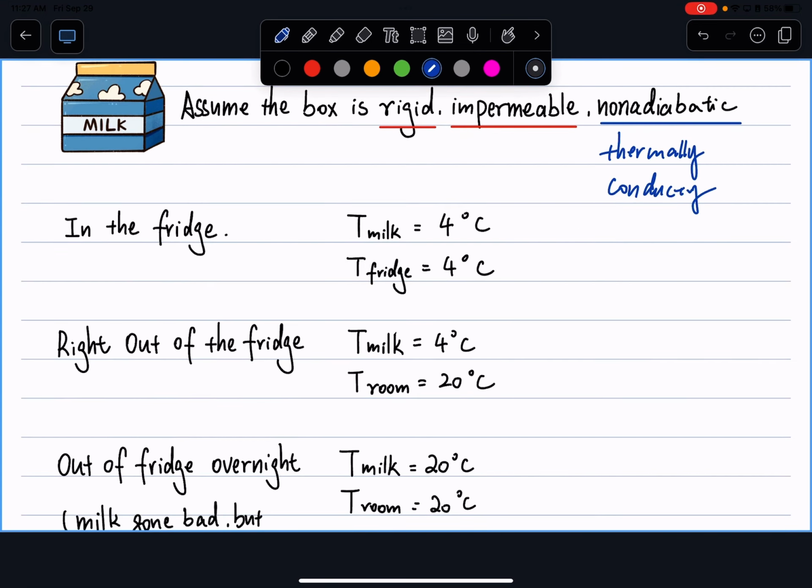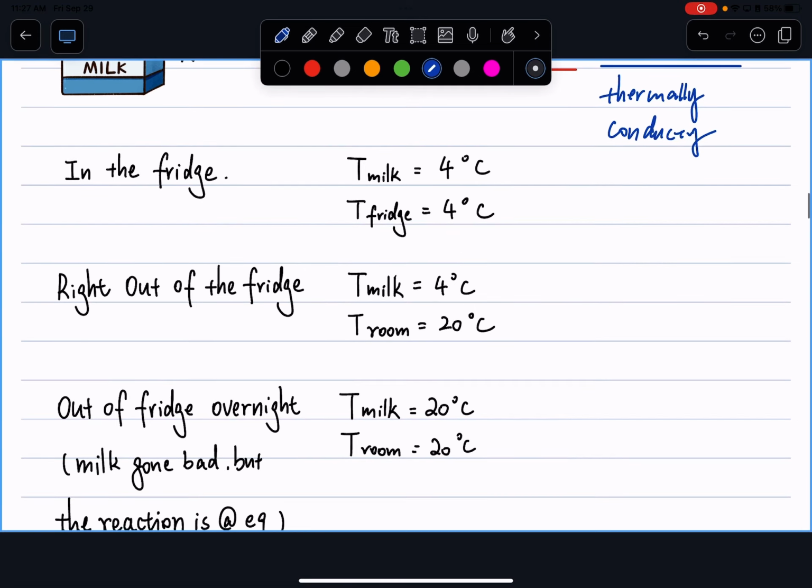So now imagine some of the criteria. We have this milk just sitting there nice and easy in the refrigerator overnight. The temperature of the milk is 4 degrees Celsius, and the temperature in the fridge is also 4 degrees Celsius. So for now, let's just assume if the temperature is the same, we don't have heat transfer, or we only have infinitesimal heat transfer between the system and the surrounding. So is that milk in the box in equilibrium with the surrounding? Right, so it is.